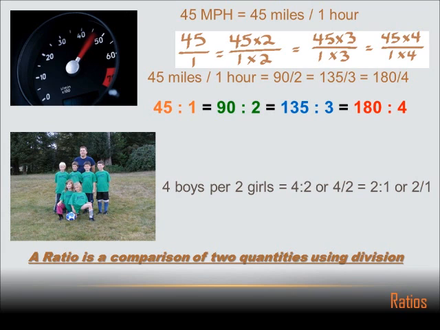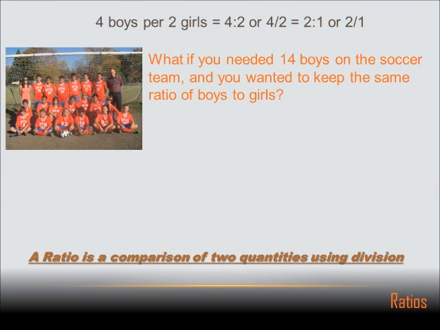Now, because it's a ratio, I can't get rid of that over 1, because I want to make sure I understand that it's 2 to 1. I want to be able to read it correctly, 2 to 1. And I can simplify that ratio 4 to 2 and make that 2 to 1 as well. Okay, we've got this soccer team, and we've got a ratio of boys to girls of 4 to 2 or 2 to 1. We've got a ratio of boys to girls of 2 to 1.